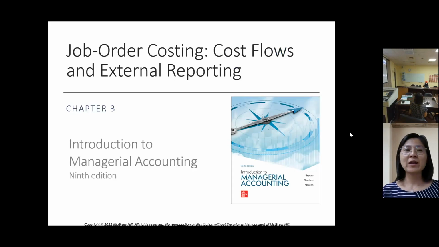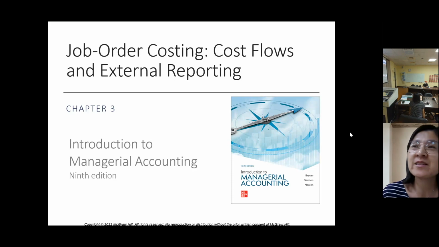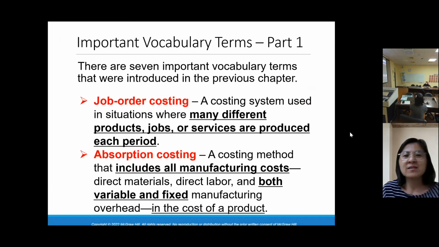So today we are going to start chapter 3, and chapter 3 is job order costing for cost flows and external reporting. And this is a very, very important chapter. Okay, so listen carefully. Before we start, we have to review some key terms.